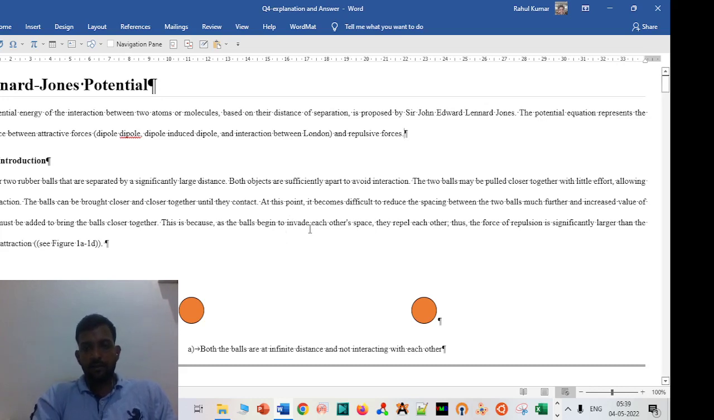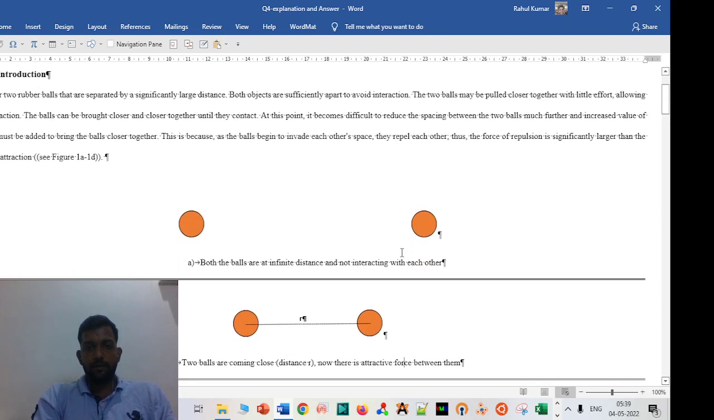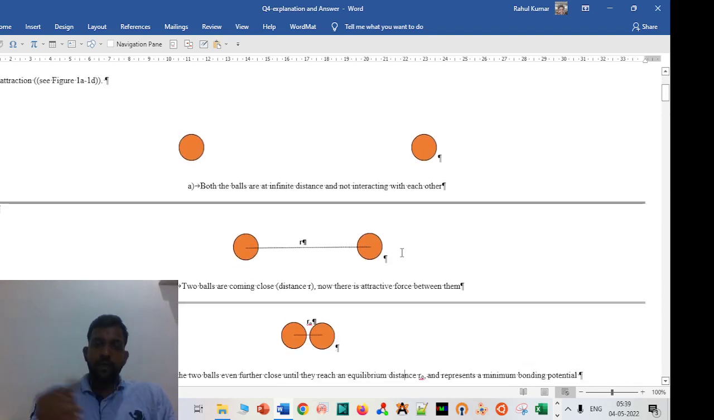So let's start. Suppose we have two rubber balls at infinite distance. If they are at infinite distance, there is almost no force of attraction between them. Now let's consider another scenario where the two balls are coming closer. Now there will be an attractive force between them, and after some point there will be a distance where they will have an equilibrium bond distance.